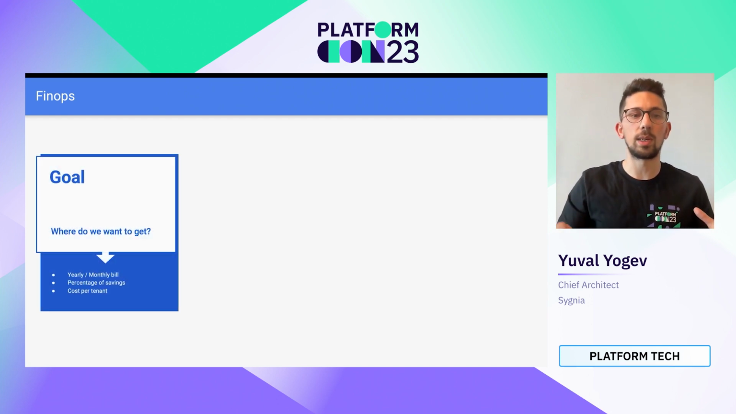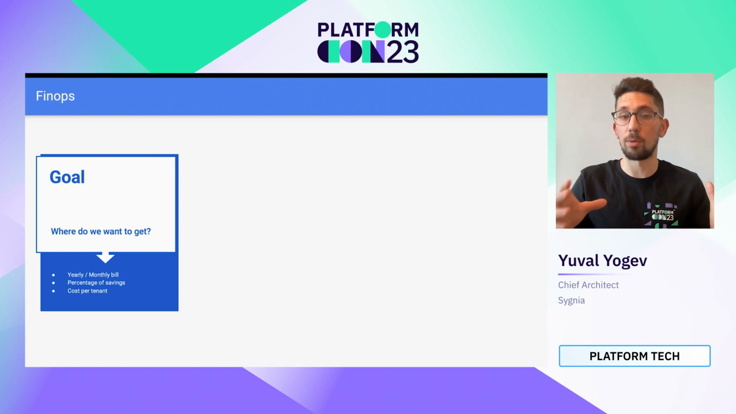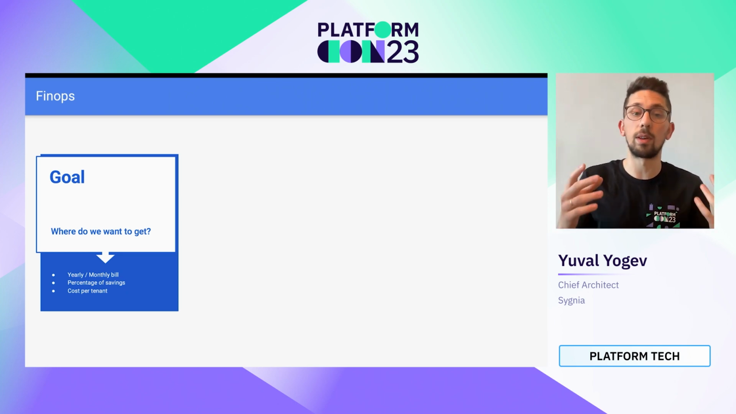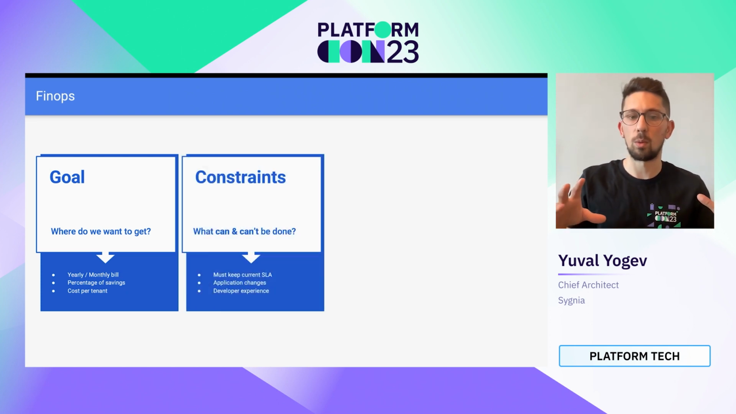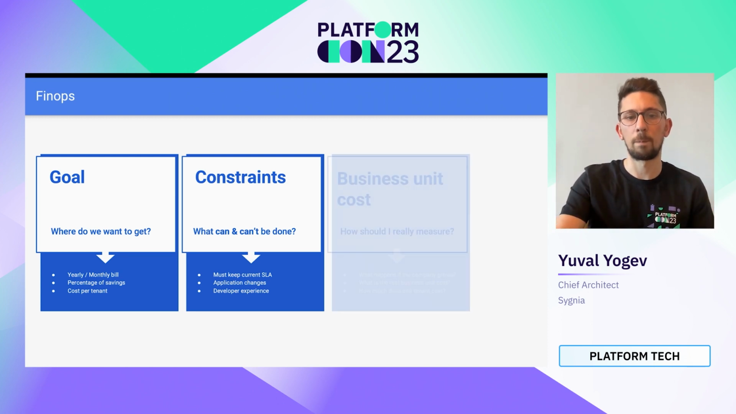The first thing you want to do is define a goal. Where do you want to get to? It can be maybe a number like a monthly bill or a yearly bill, a percentage of saving, or how much you want a single tenant to cost you. The next thing would be to define constraints. What can and can't be done? Can you hit your SLA somehow? Can you make maybe application changes that will help you make price reduction? And really understand the rules of the game you're playing here.